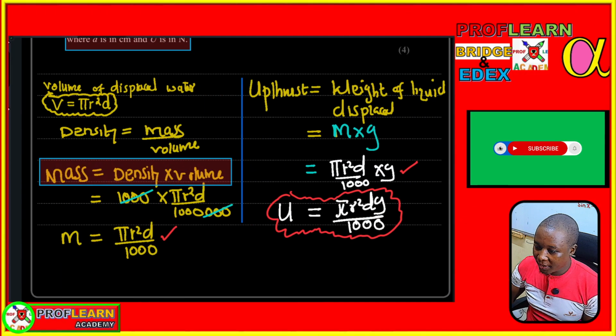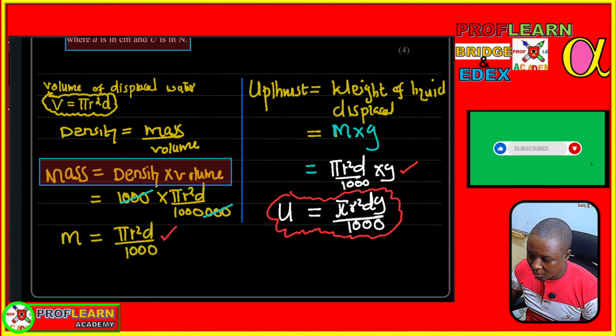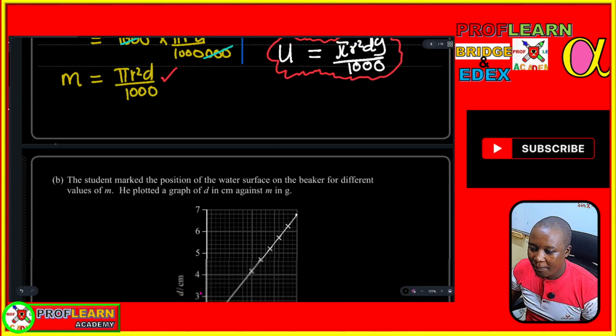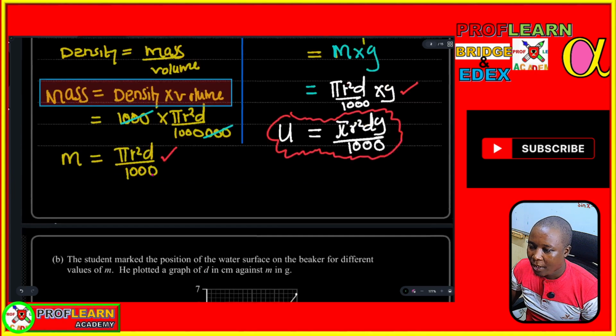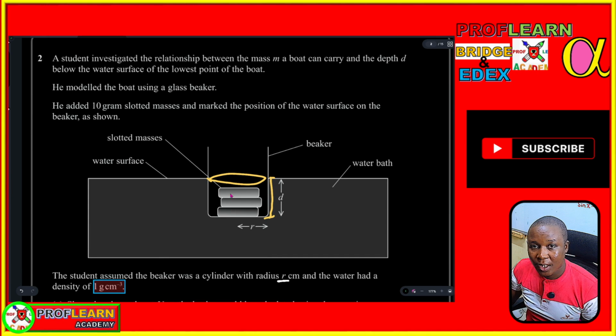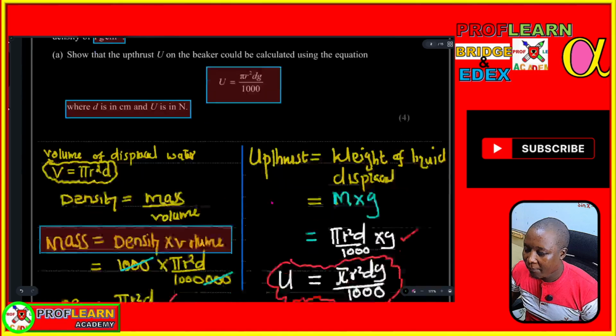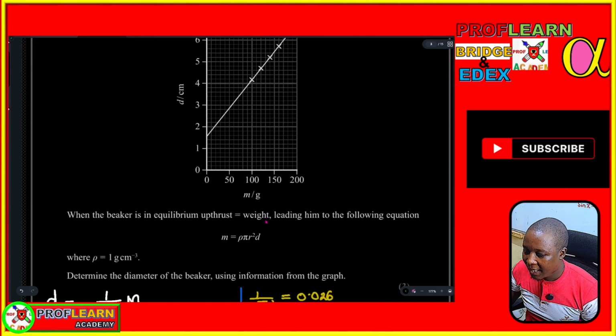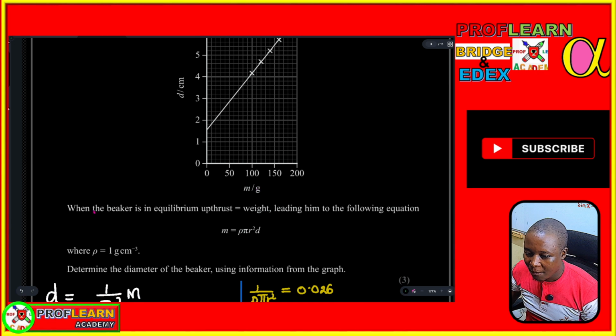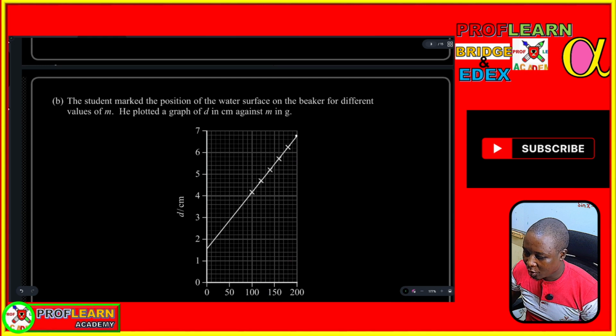All right, so moving down to the next part, let's see what was in store for us. The student marked the position of the water surface on the beaker for different values of m. You can see different masses were added, and then the depth was recorded. From there, the experiment was used to draw a graph of depth against mass in grams. When the beaker is in equilibrium, upthrust is equal to the weight. That is exactly what we have already mentioned.